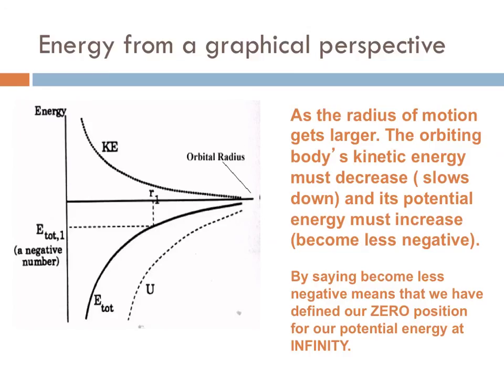And finally, as the radius of motion gets larger, the orbiting body's kinetic energy must decrease. We know that if we throw an object up, its kinetic energy is going to slow down, but its potential energy will increase. So, as it slows down, its potential energy is going to increase, therefore become less negative. Saying it becomes less negative means that we have to define our zero position for our potential energy at infinity.